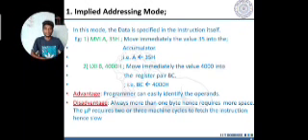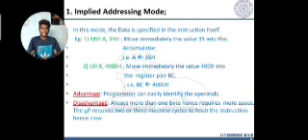And the second one, LXI B, 4000H. It means move immediately the value 4000H into the register pair BC. We know we have different types of register pairs, and BC is one of the register pairs.